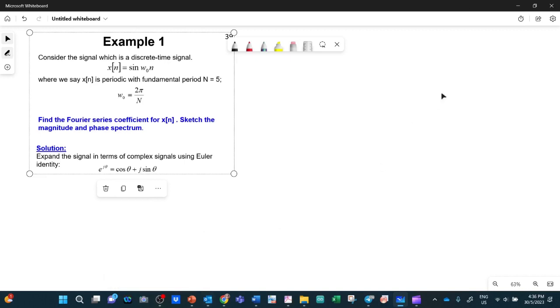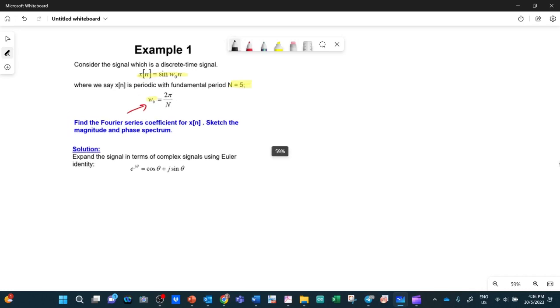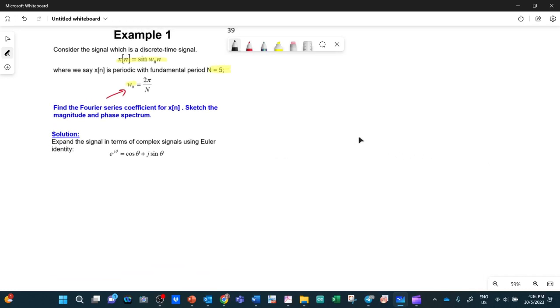Example number 1: you have a signal x[n] equal to sine omega n, and it's given that the fundamental period N equal to 5. So omega naught is equivalent to 2 pi over N. How you're going to do this is, as usual, to expand it first. So let's expand this example.